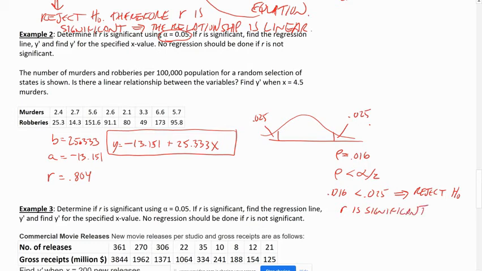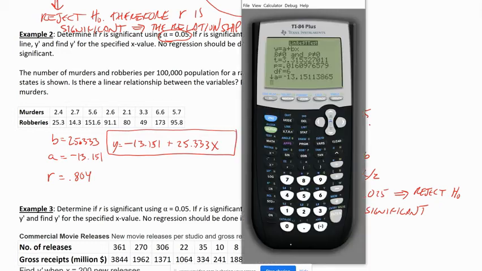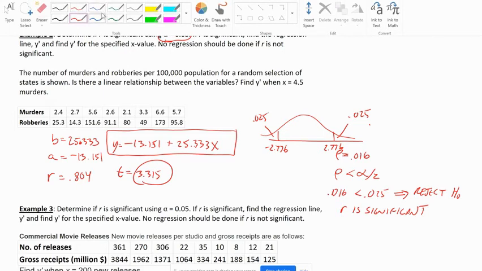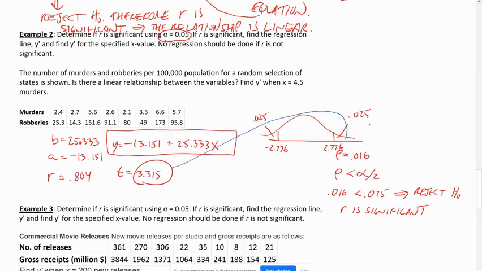Okay, the other way is to use the negative 2.776 again and 2.776, and use our t value, which is also right there on our calculator. It says t is 3.315. T equals 3.315, which if we put that in our t curve, it would be over here. So that is in the critical area. So again, since t is in the critical area, we would say R is significant.